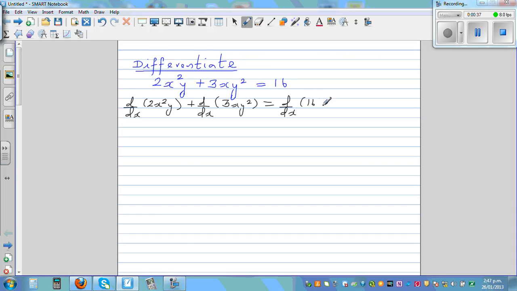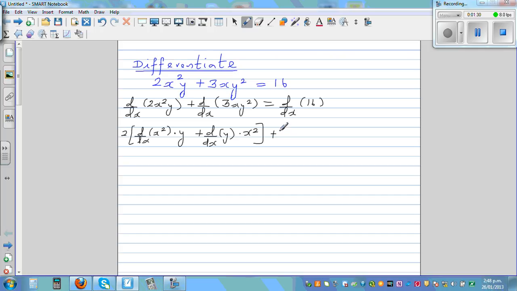So here, this is an operator. Let us do this first. d by dx of 16, the derivative of a constant, is zero. Now for this, you have to apply the chain rule. So I'm going to use the product rule. You can put the 2 out. So 2 times d by dx of x squared times y: differentiating the first, which is x squared, times the second, plus differentiating the second, that is d by dx of y, times the first, which is x squared. So this is the product rule.